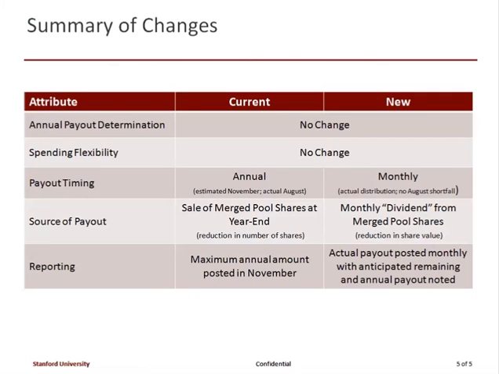In summary, with the introduction of the new endowment payout process in September 2013, the beginning of fiscal year 2014, there is no change to how the annual amount of payout is determined. It will still be based on an amount approved by the Board of Trustees. There is also no change to payout recipients' spending flexibility. The fundamental changes are payout timing. The new method is a monthly versus an annual process, and the source of payout funding, the decline in share value, much like a mutual fund paying dividends, versus the liquidation or sale of shares.